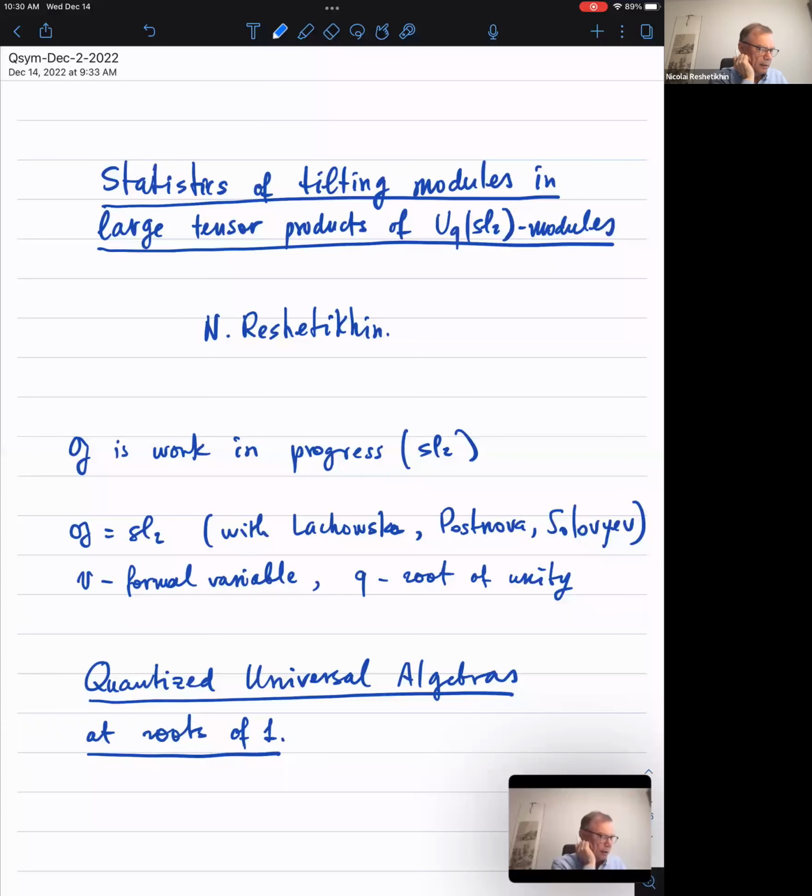Irreducible components in large tensor products of finite dimensional representations of simple algebras. So this is a continuation of this project, and now it's done with these three people: Anna Lachevska from Lausanne, Olga Postnova, and Dima Solovyev from St. Petersburg.